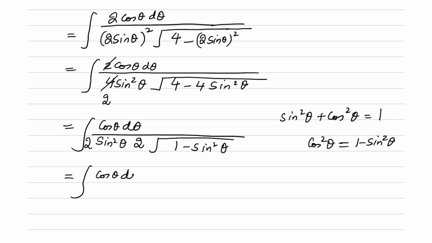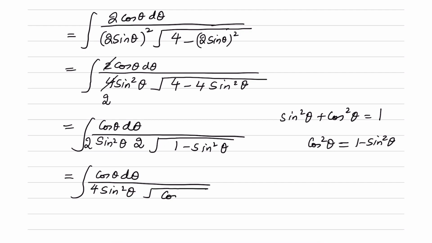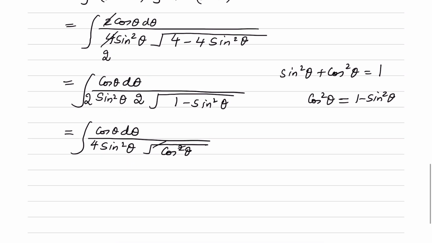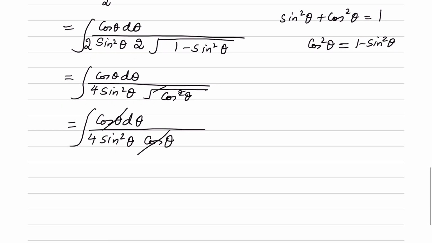Cos theta d theta divided by 4 sine square theta. 1 minus sine square theta is cos square theta. We can see that this square cancels out with this square root. If your substitution is correct, the square root will be eliminated. Cos theta divided by 4 sine square theta cos theta. We can see that this cos theta cancels out with this cos theta.